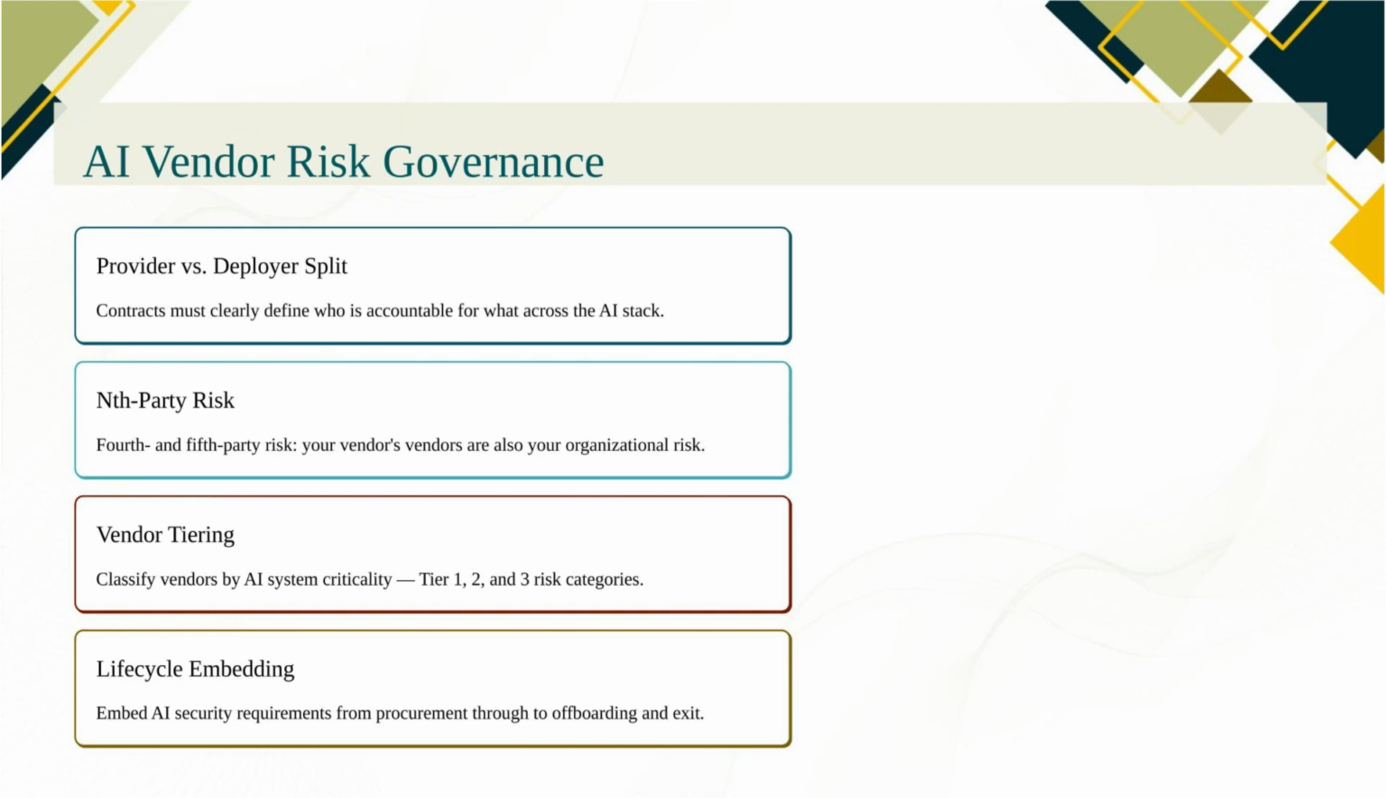Then there's fourth and fifth party risk, your vendor's vendor, their vendor's vendor. If you're using a cloud AI platform and that platform uses a pre-trained model from a third party, you have supply chain risk 2 levels deep. Classify your AI vendors by criticality. Tier 1 for systems that are critical to core operations, Tier 2 for important but non-critical, Tier 3 for low-risk tools. Your due diligence and monitoring intensity should match the tier.